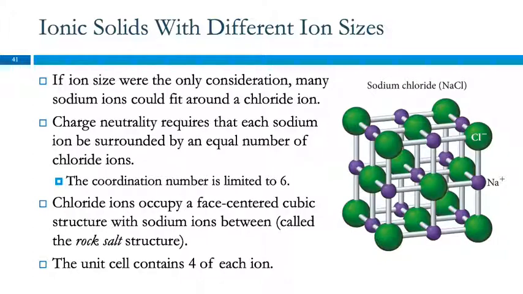If we didn't have to worry about charge neutrality, we could pack these in a lot closer together because the sodium ions are very small compared to the chlorine, and there's a lot of space in here. We could pack in more, but we can't do that because then the charge wouldn't be neutral. So we have to have an equal number of cations and anions. The first one was simple cubic, where the other ion was in the middle. Here we have face-centered with the other ion in between.